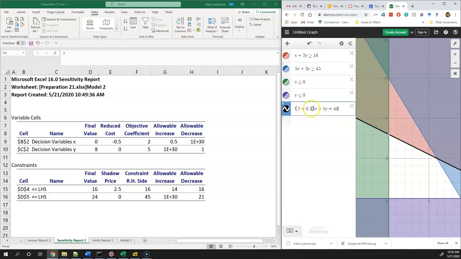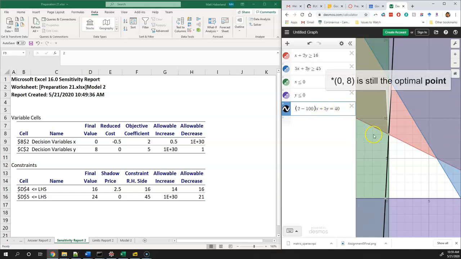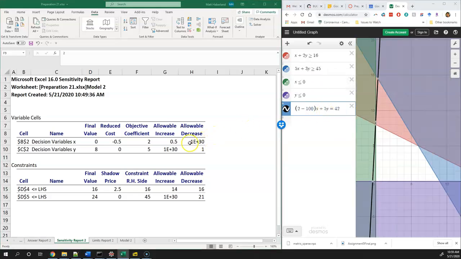Okay, it says allowable decrease. So how much can we subtract from it? We can subtract 1, we could subtract 2, we could subtract 100, and we would still have 0.8 be the optimal value of the objective function. And we can't go any further. This 1e30 means 1 times 10 to the 30th power, or 1 followed by 30 zeros. That's a really big number, and it effectively means infinity in Excel.